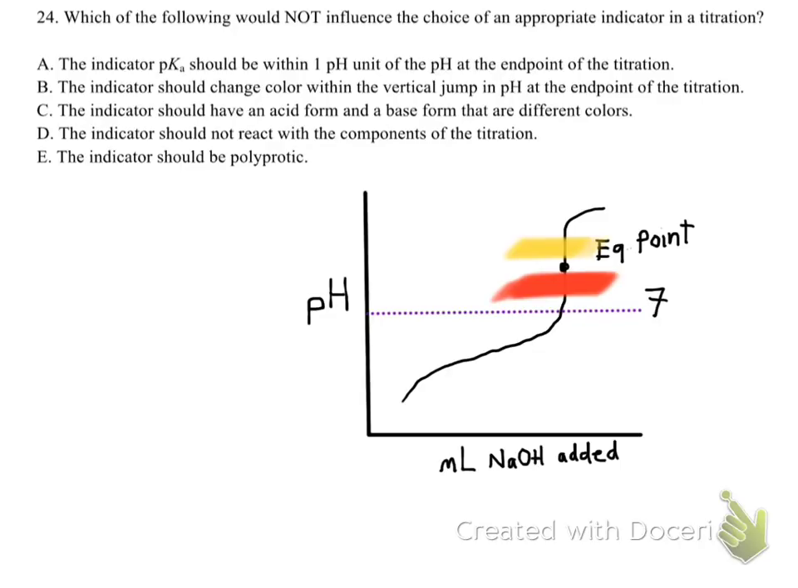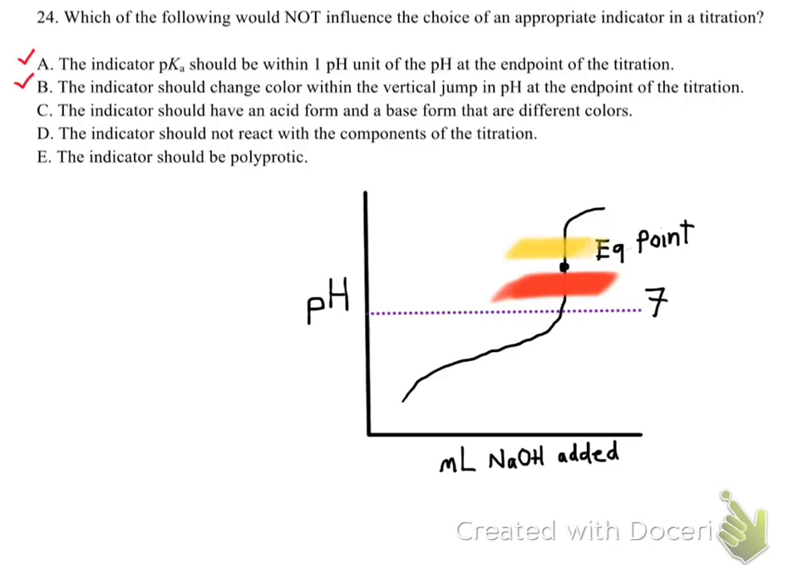So let's just go through each of these choices. The indicator pKa should be within 1 pH unit of the pH at the endpoint of the titration. Well, the endpoint is the equivalence point, and the pKa of the indicator is where it changes colors, because remember, indicators are just acid bases. If the pKa is within 1 of the endpoint, it's going to be in that vertical jump, so I like this choice. The indicator should change color within the vertical jump in pH. Oh yeah, absolutely, that's what we just said.